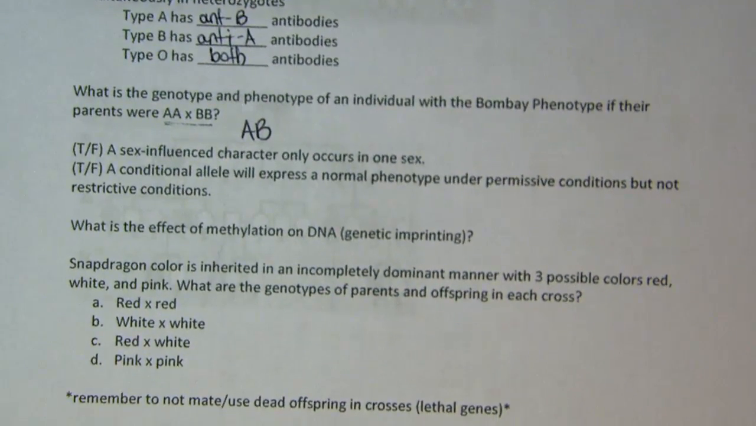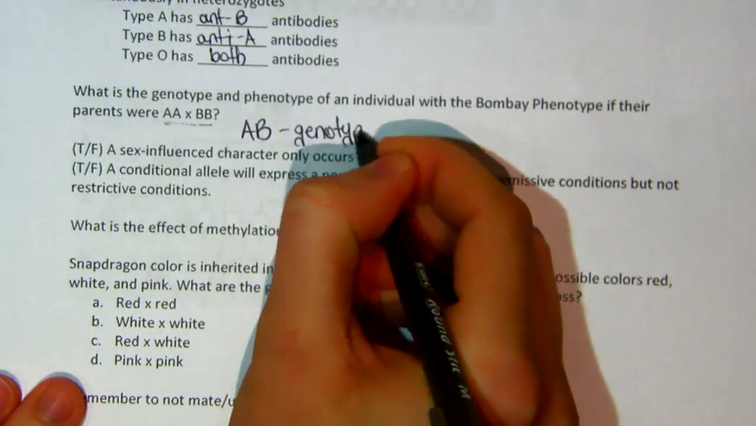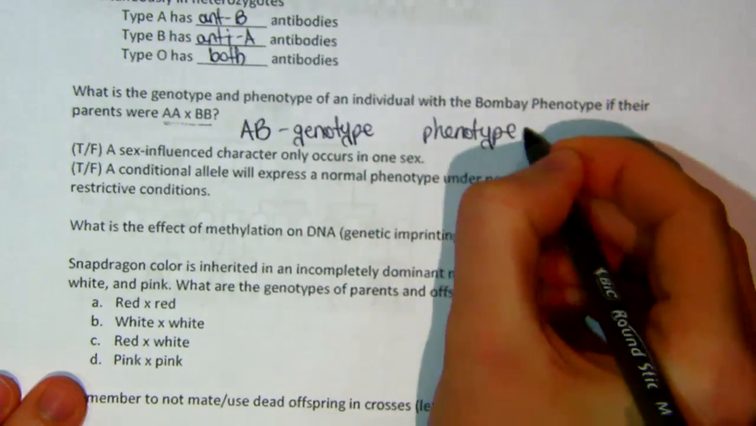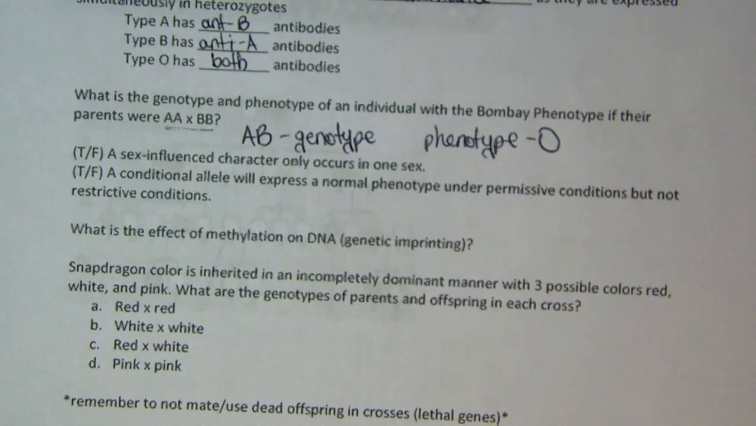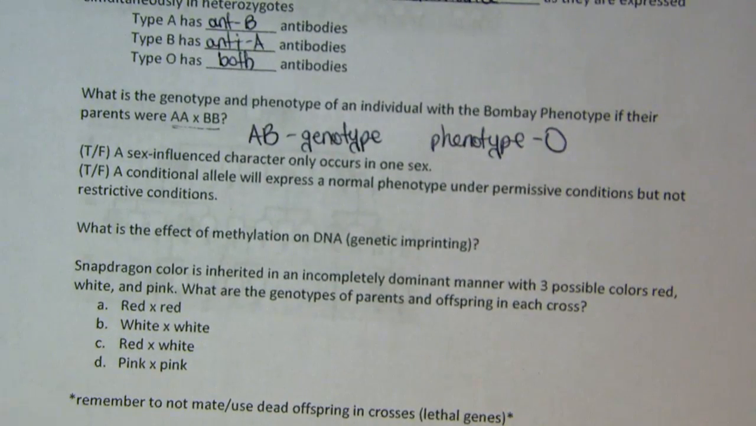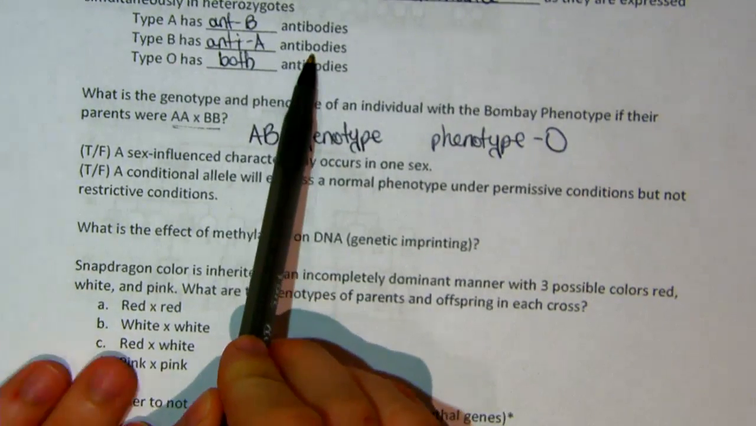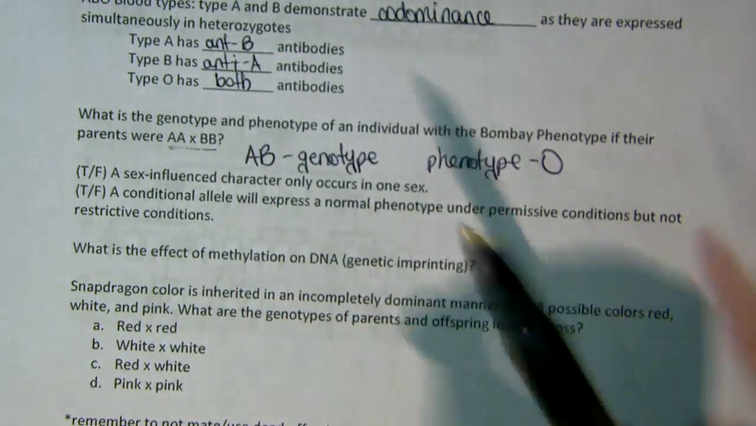And if they have the Bombay phenotype, what are they going to express as? Their phenotype is going to be O. Because they don't have the necessary, I think it's antigens, I'm not sure, to make the antibodies up here. So they can't make these antibodies, which means that they don't have them, or they can't fight them, I guess.